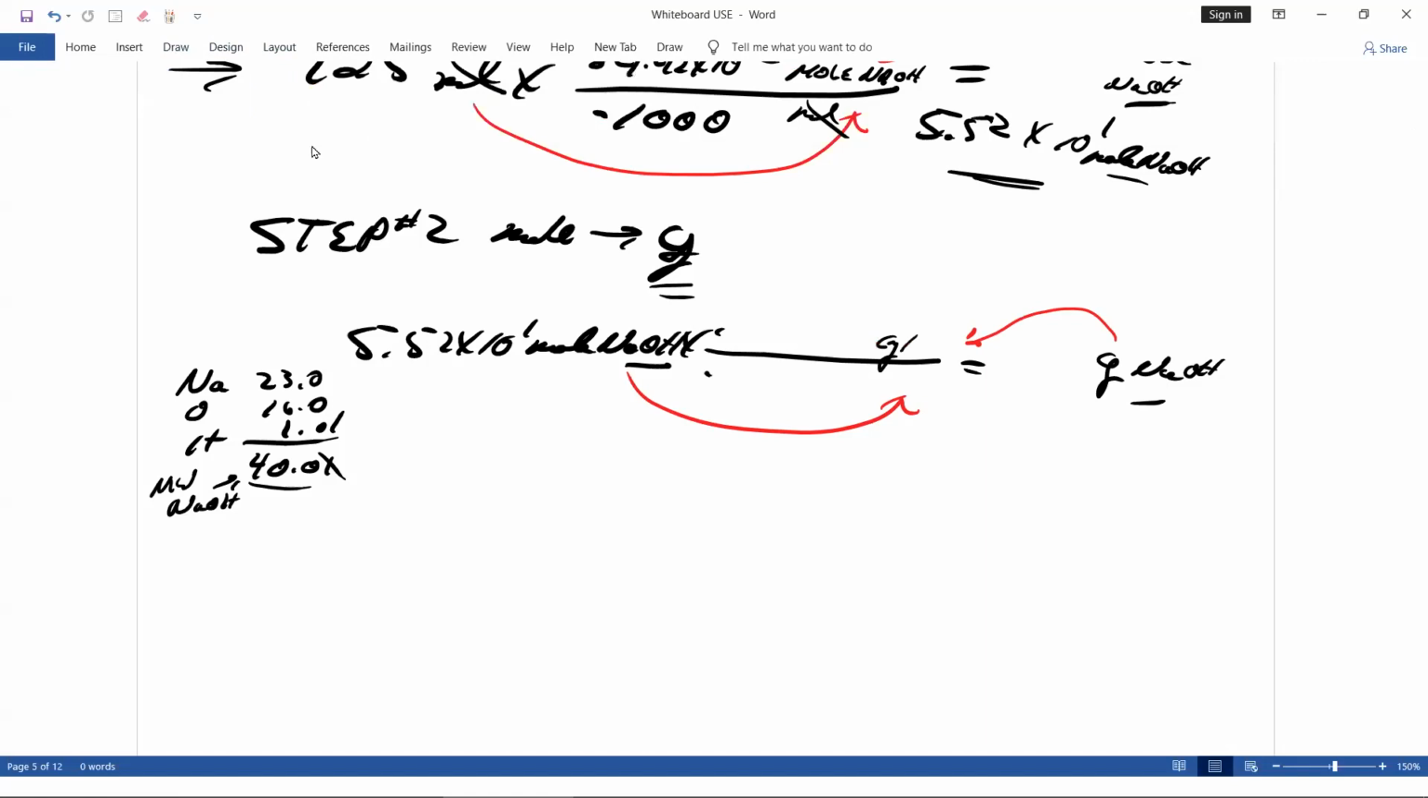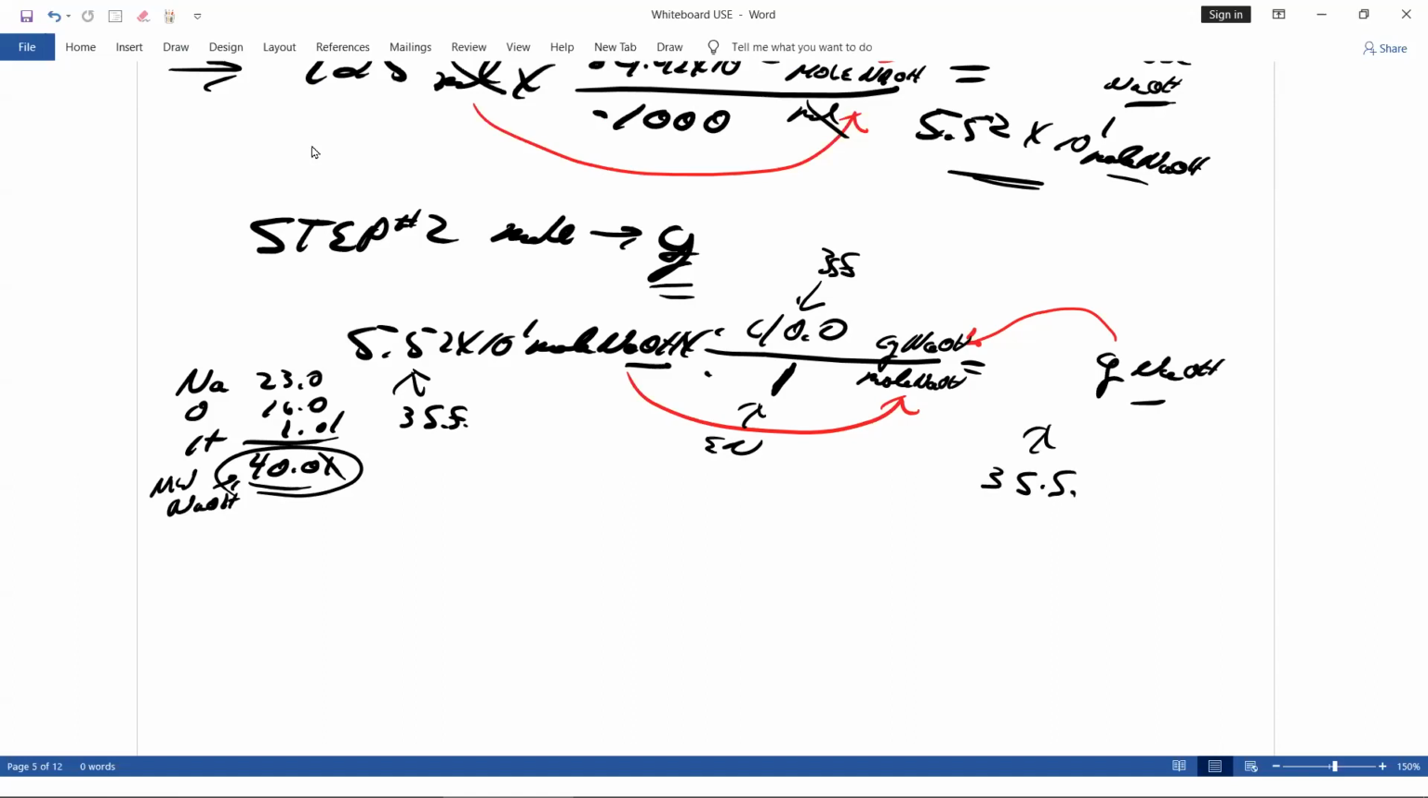That's grams NaOH, moles NaOH. Where do I get that? 1 mole equals the molecular weight, 40.0. This is an exact number. This is 3 significant figures. Oh, I'm in my rut again. And this is 3 significant figures. So my answer should be 3 significant figures.